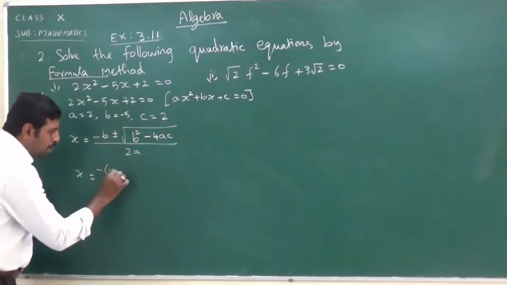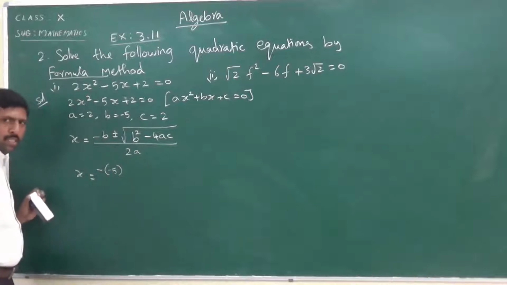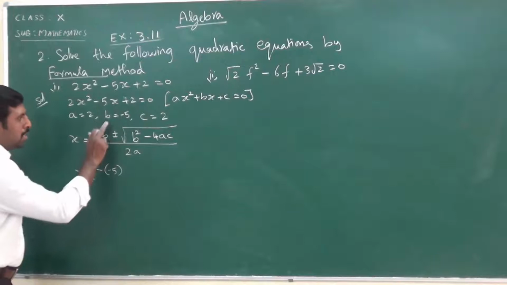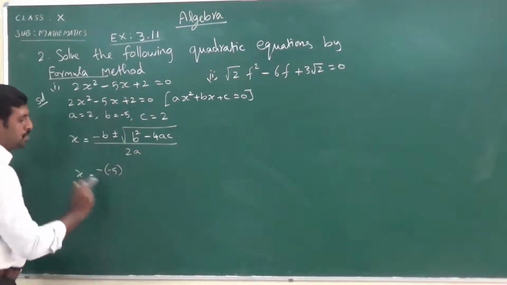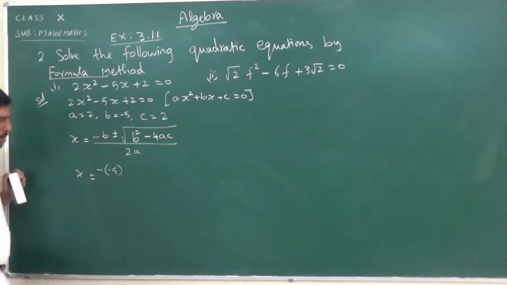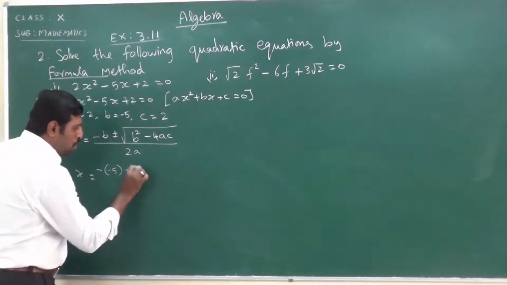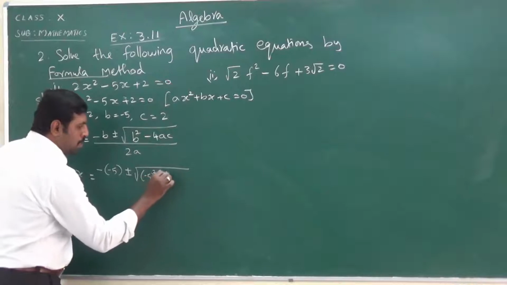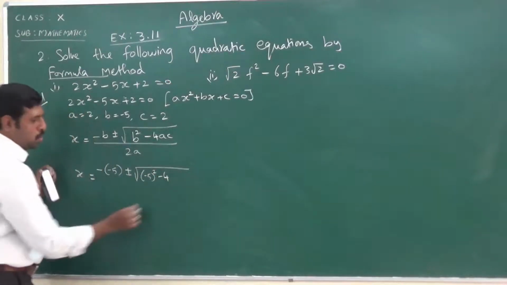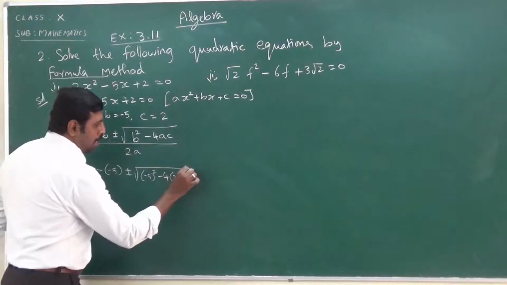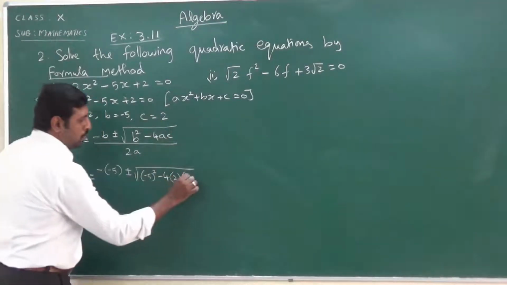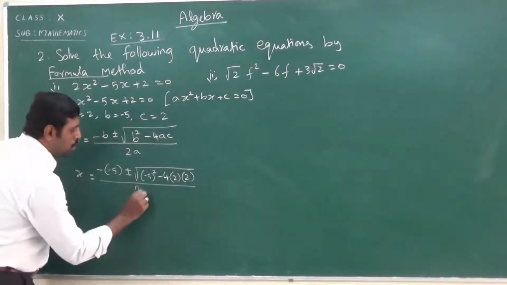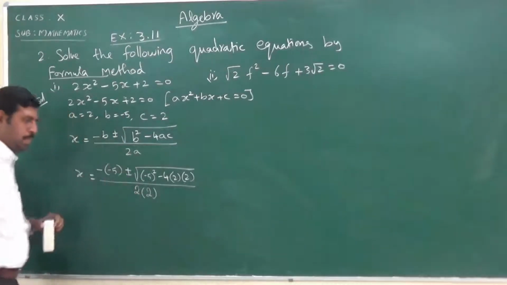So here we have to be very careful with the symbols, right? In the formula we have one minus, and also in the value of b we have minus 5. So I put it in the bracket: minus 5 plus or minus root of b square, that is minus 5 whole square, minus 4 into the a value, which is 2, and then the c value is 2, whole divided by 2 into a, that is 2 into the a value, which is 2.